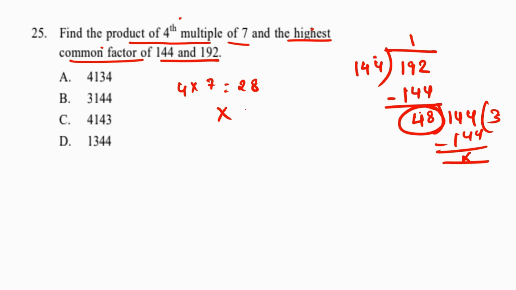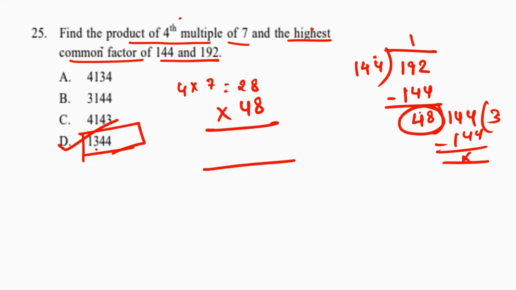So now we need the product of 28 and 48. If we multiply 28 and 48, we would be getting 1344 as the answer. So option D is our required answer.